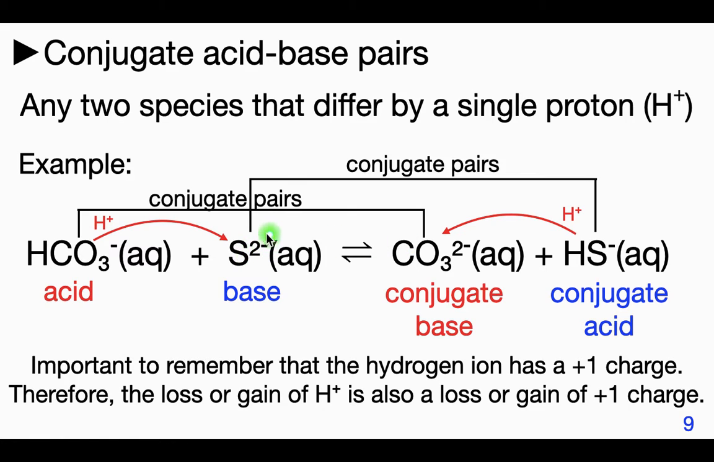Conversely, the sulfide, which was a negative 2, gained a hydrogen, and it also gained a positive 1 charge. So now the bisulfide ion has a negative 1 charge. So the positive 1 plus a negative 2 gives us a negative 1.